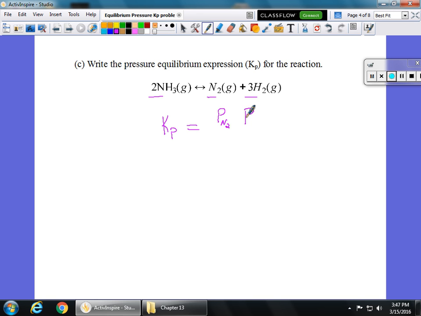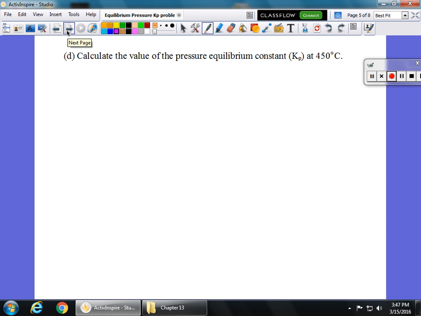So pressure of nitrogen times the pressure of the hydrogen, but the pressure of the hydrogen cubed, right, raised to the power of its coefficient, over the pressure of the ammonia, raised to the power of its coefficient, which is the 2. So there's our correct equilibrium expression. I'd say that's pretty easy. That's a 1 point.